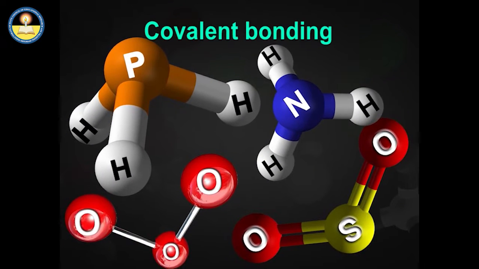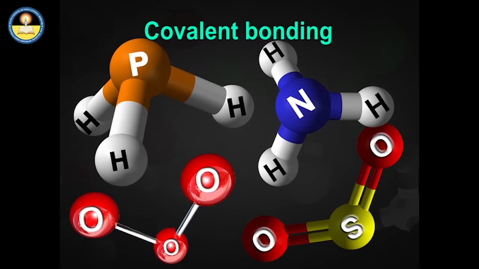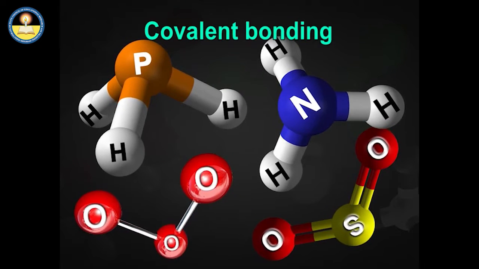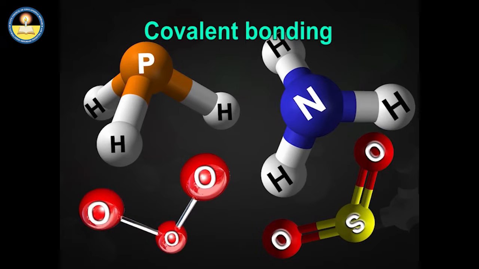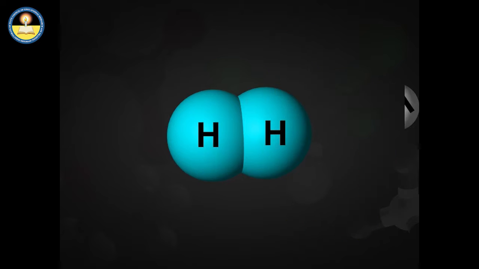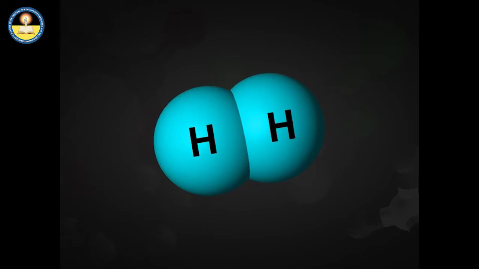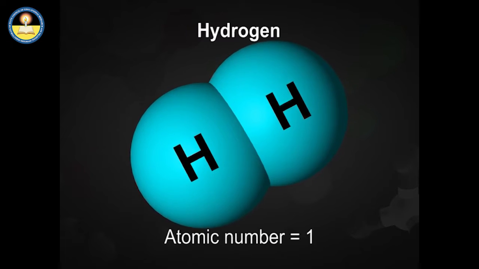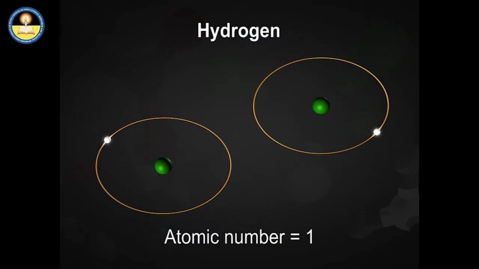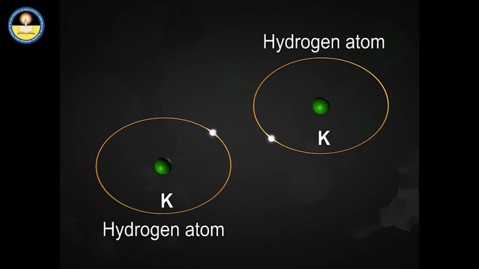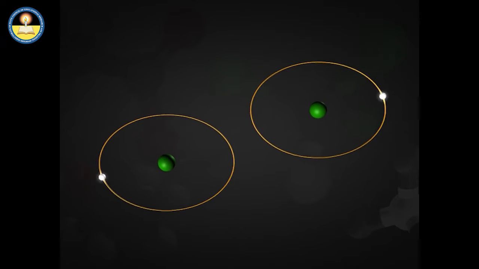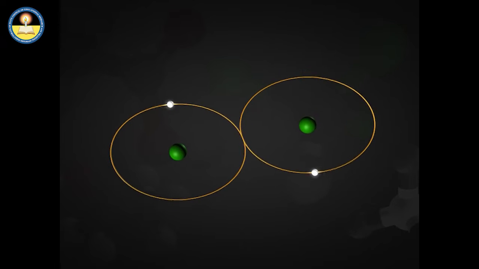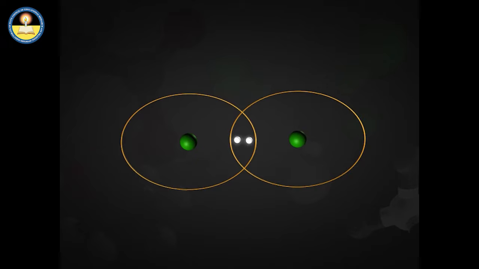Covalent bonding in some other simple molecules. Let us look at some simple molecules formed by the sharing of valence electrons. The simplest molecule formed in this manner is that of hydrogen. The atomic number of hydrogen is 1. It has 1 electron in its K shell and it requires 1 more electron to fill the K shell. So, 2 hydrogen atoms share their electrons with each other to form a hydrogen molecule H2.